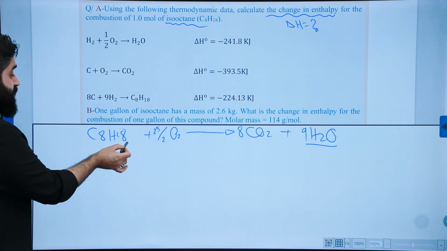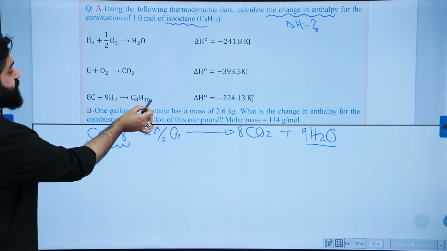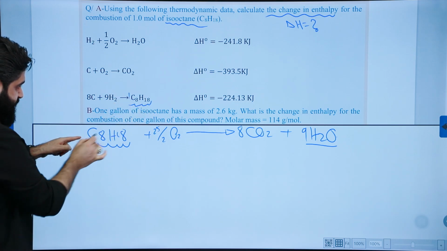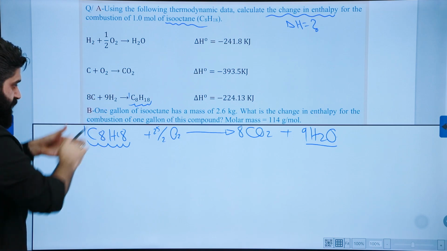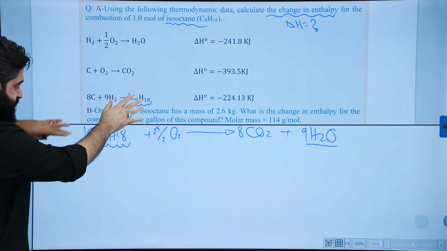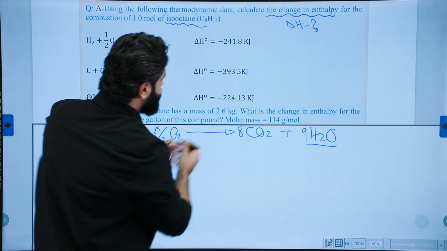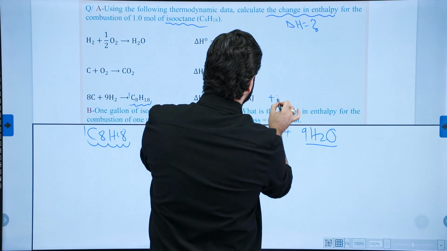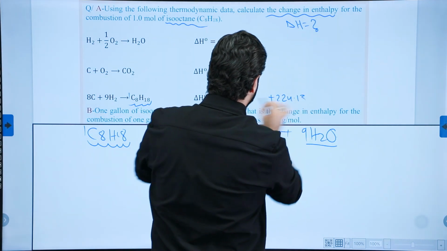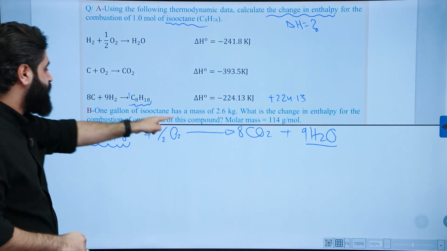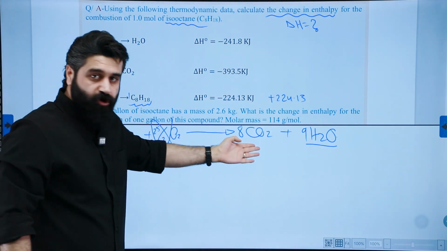Now C8H18, it's in the third reaction or equation. Number of mole is the same in both, but their locations, positions different. So just switch the third one. We'll take opposite sign for this, plus 224.13. And then oxygen, it's in the second. We don't need this. Then CO2.